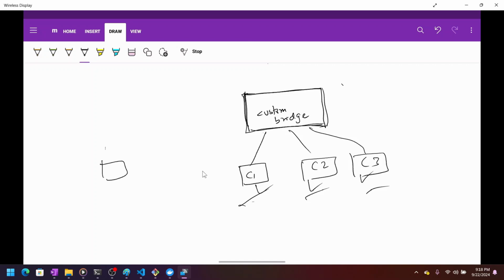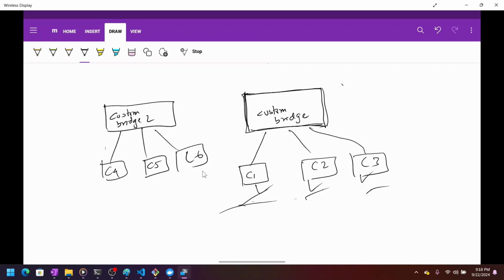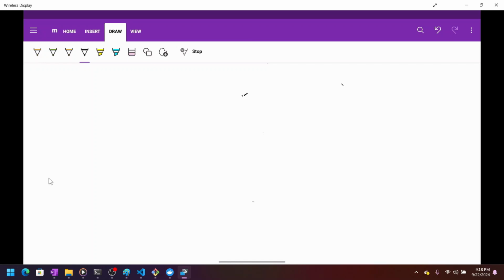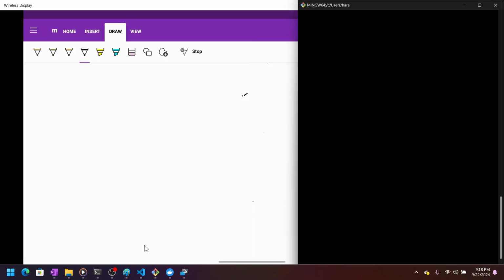Let's say here you have C4, C5, C6, and this is a custom bridge too. These containers are completely isolated from the other containers, and they will not be able to communicate with each other because they are connected to a different bridge network. So this is the idea of using bridge networks. Let's see practically the bridge network which Docker gives us.